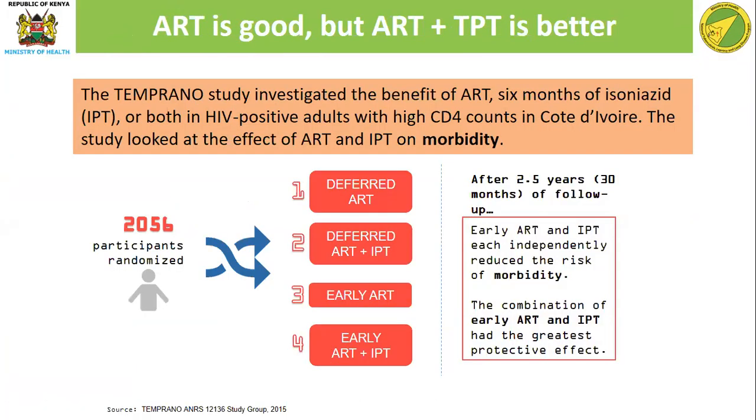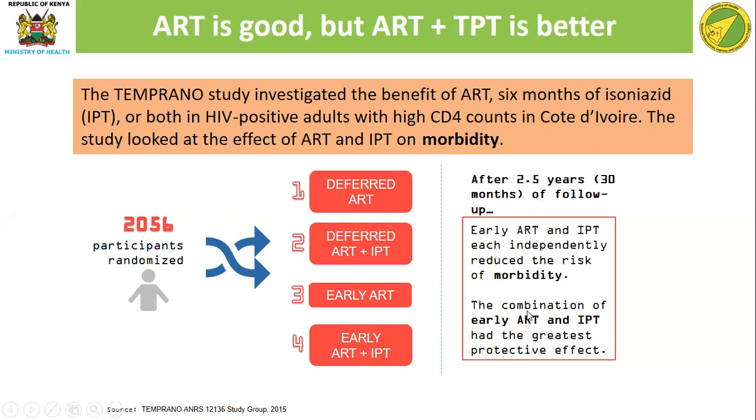This is a study that was done in Côte d'Ivoire. It's called the Temprano Study. Maybe most of us have come across it, but it was showing the importance of giving ART and TPT at the same time. So the clients that were initiated on both were followed up for 2 years after completion of their TPT. And what we found out is that generally there was a reduction in the risk of morbidity among the clients that had started ART and IPT, which was isoniazid.